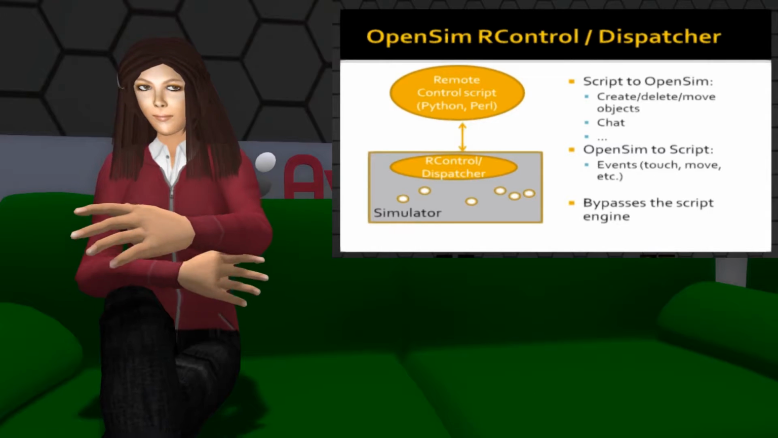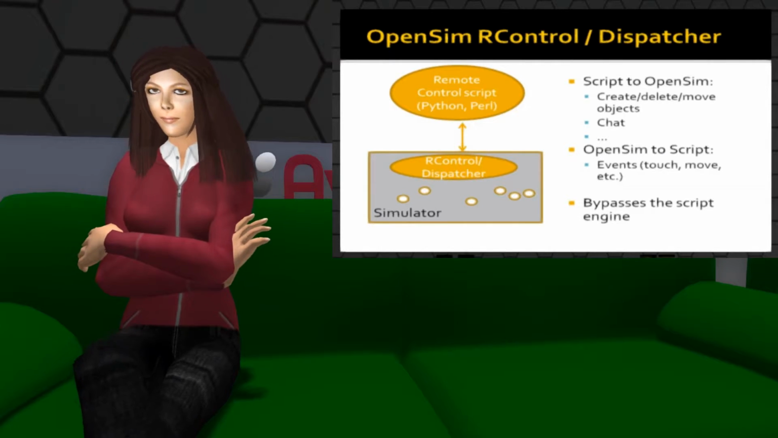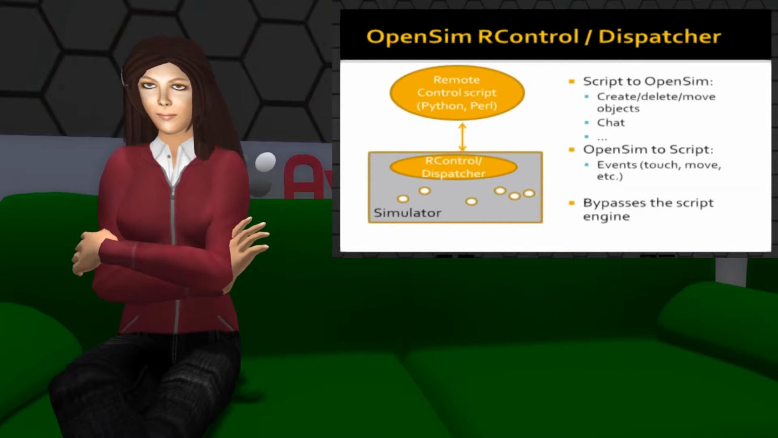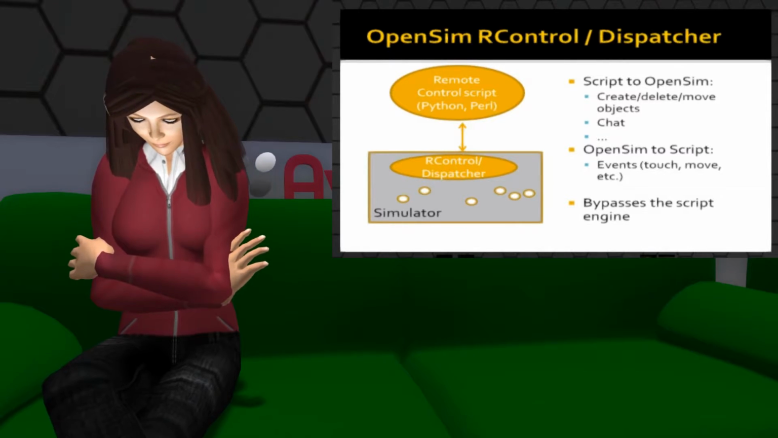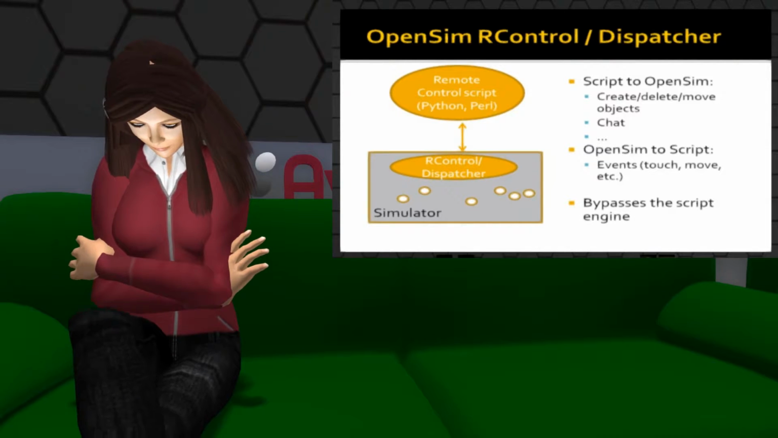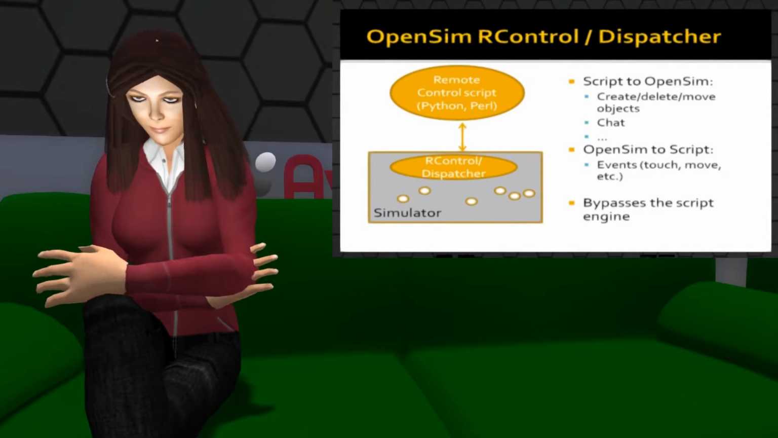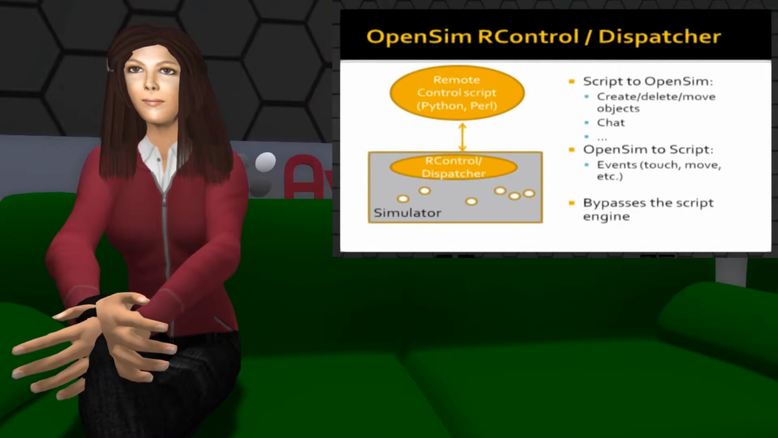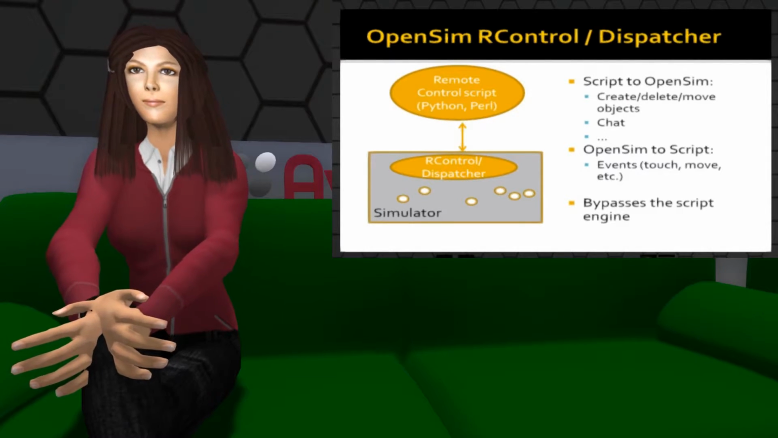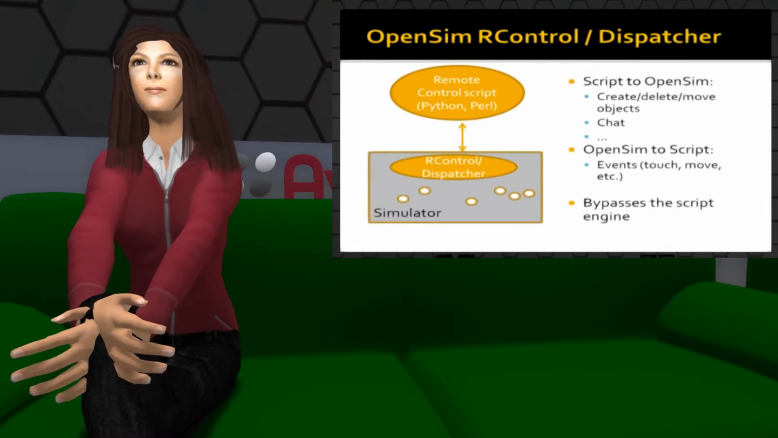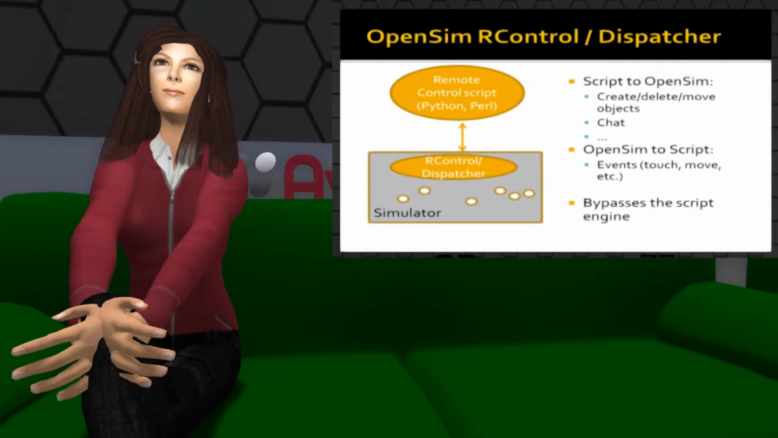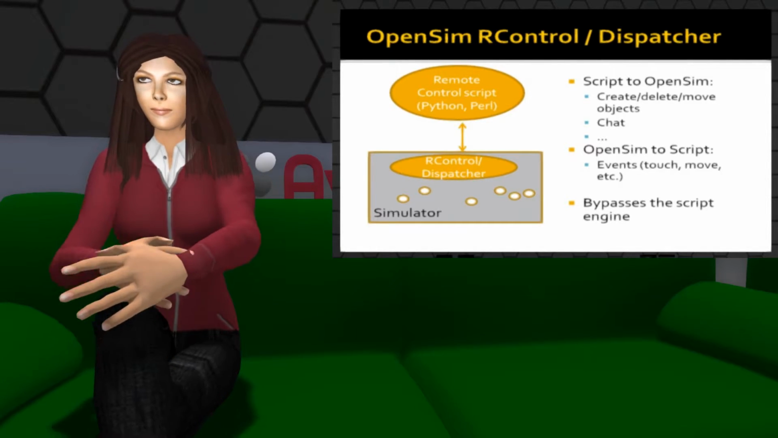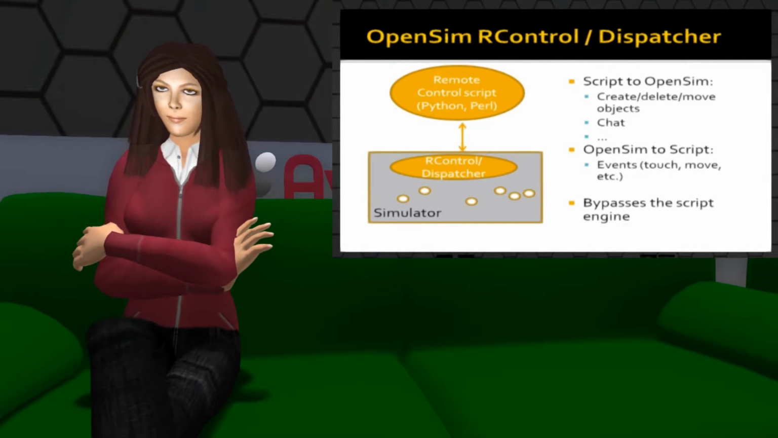Let me start with the last bullet, which is the third one: bypass the script engine. This is really important. This does not use the script engine at all, other than, if some of the objects happen to have a script inside, then fine, it runs that script, but it's not necessary. That's a good thing about this. Now, from the external script to OpenSimulator, you have capabilities of creating, deleting, moving the objects, changing the properties, colors, and things like that.